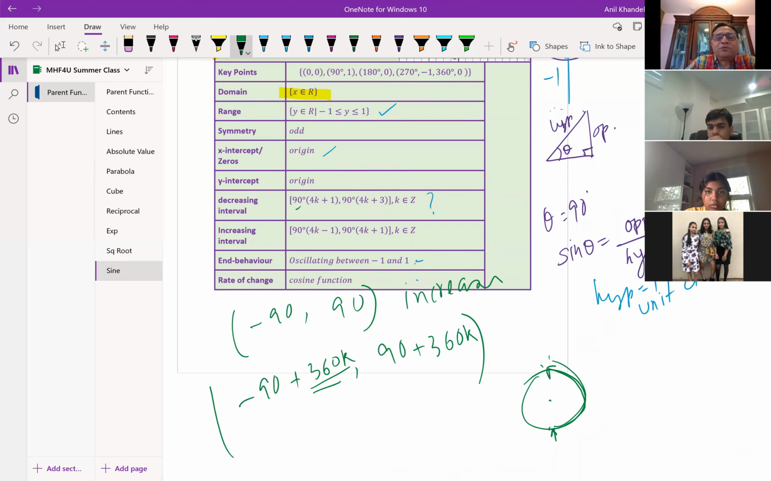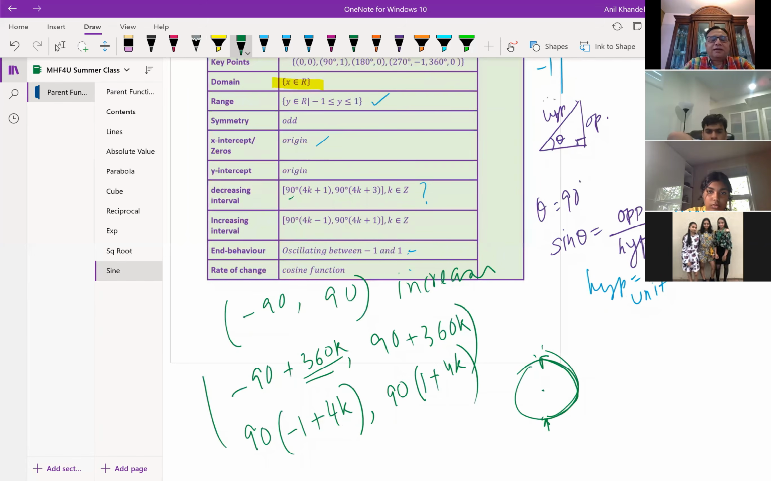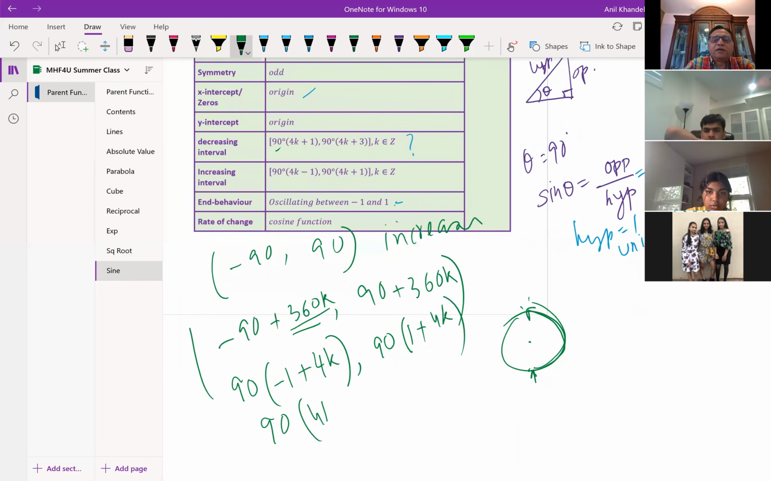Now, from these two expressions, can I take 90 common? 90 and 360? I can take, right? So I take 90 common. So I get what? Minus 1 plus 4 times k. Similarly, I can take 90 common here: 1 plus 4 times k, because 360 divided by 90 is 4. Is that clear? Now, I will rewrite this because I don't want to write minus first, right? So I'll write this as 90 times (4k minus 1) to 90 times (4k plus 1). Is that clear?